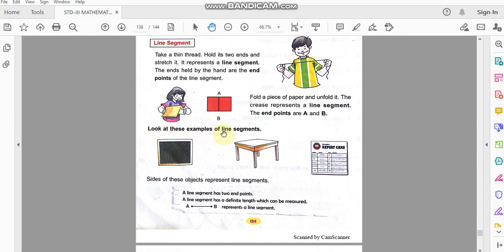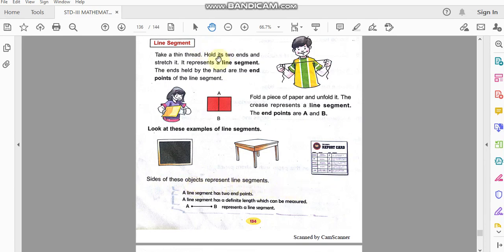Look at these examples for line segments. So the sides of these given examples are also line segments. This side, this side, this side and this side. These all represent line segments. The sides of these objects represent line segments.